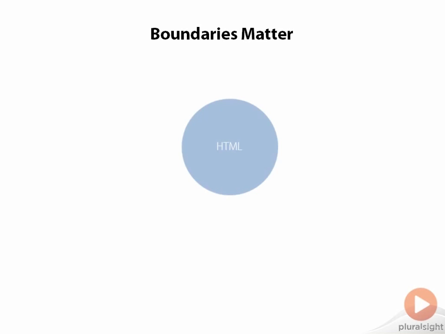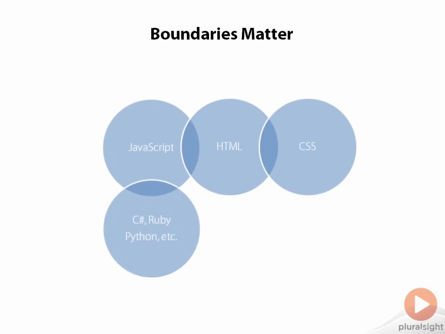HTML provides semantic markup for our content. CSS separates our styling from our markup. JavaScript provides behavior, and the server-side language that we choose manages the business logic. Finally, SQL is useful for relational database data access and manipulation. And here's the thing. It's the boundaries and interactions between these technologies that get people in trouble.